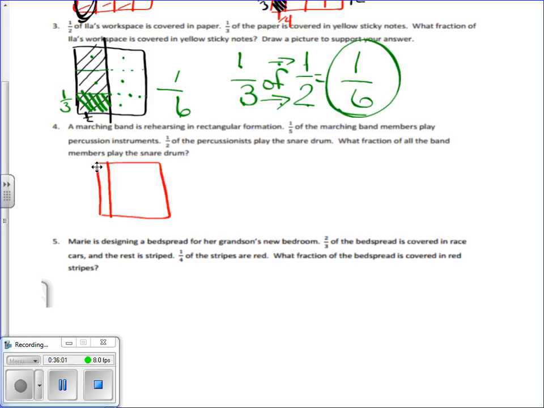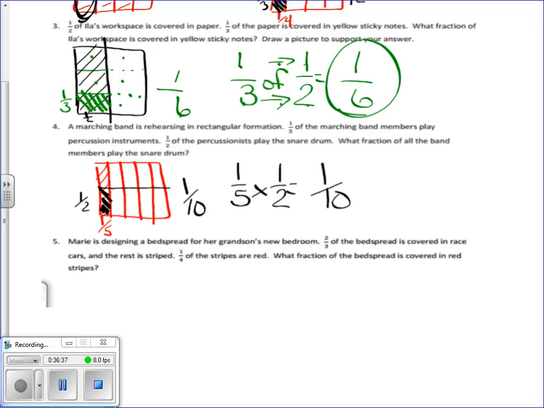Oh, yeah. 1/5. 1, 2, 3, 4, 5. So 1/5 are in percussion. 1/2 plays snare. What fraction plays snare? 1/10. So 1/5 times 1/2 equals 1/10. We're on a roll.